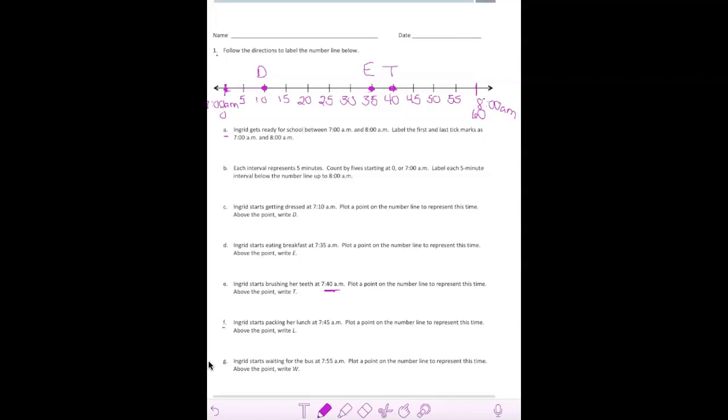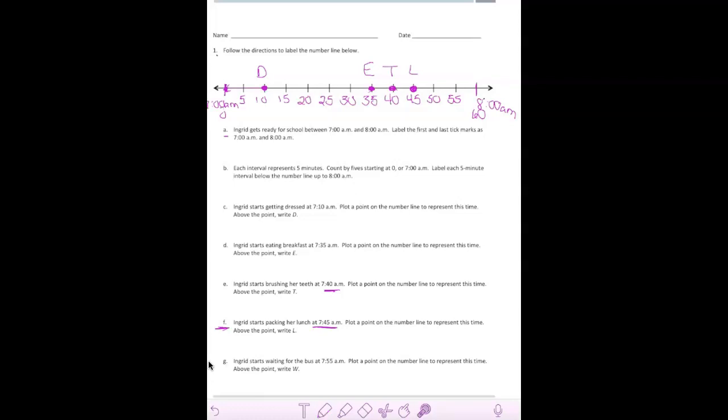Letter F. Ingrid starts packing her lunch at 7:45 a.m. Plot a point on the number line to represent this time. Above the point, write L. So 7:45, 7 o'clock, plus 45 minutes puts us right there. We're going to write L for lunch.